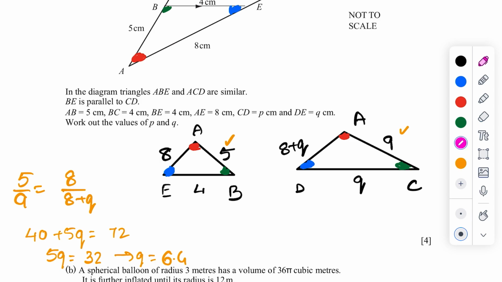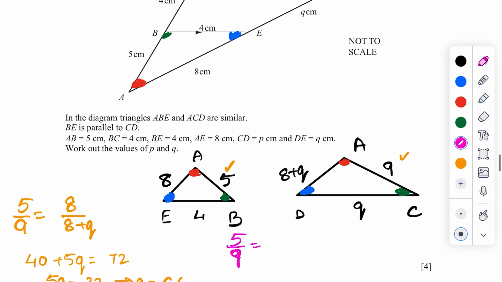Similarly, right side by right side: 5 upon 9 equals 4 upon CD. CD was P, not Q. CD was P. 4 upon P. So do the cross multiplication. 5P equals 36. P equals 36 divided by 5. 36 divided by 5 is 7.2. That's going to be the answer.